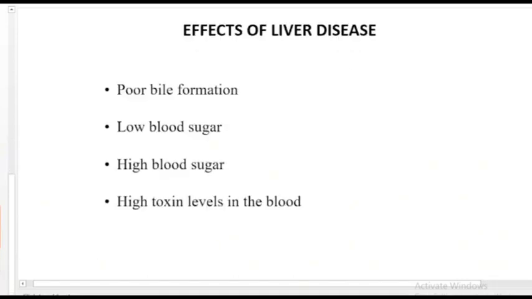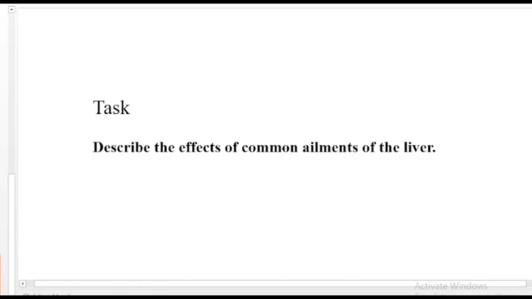Let us now look at the effects of liver disease. The effects of liver disease include: number one, poor bowel formation. Number two, low blood sugar. Number three, high blood sugar and high toxin levels in the blood. So these are the effects of liver disease. Okay, we now look at the task. Describe the effects of the common ailments of the liver.